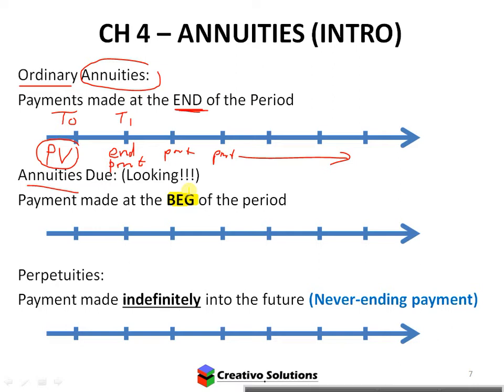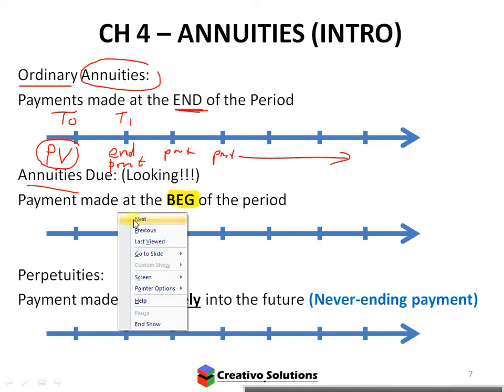What's the default setting? End. So you need to remember, if you do change it on your HP, make sure you always change it back, because we only ever change it to begin mode if the question specifically talks about the start of every period. So change it back now, because we can't use begin mode as the default setting.